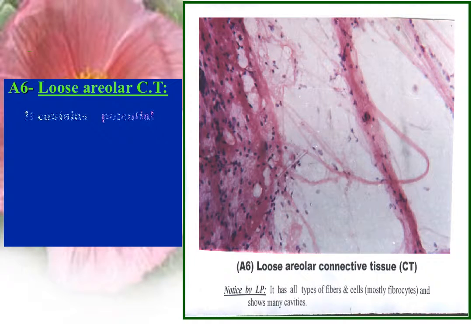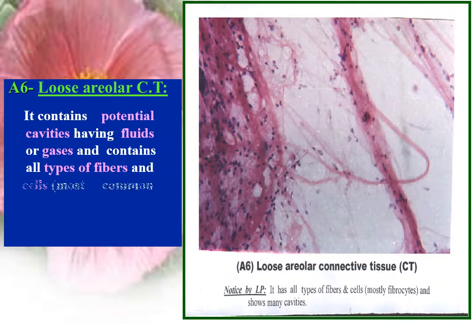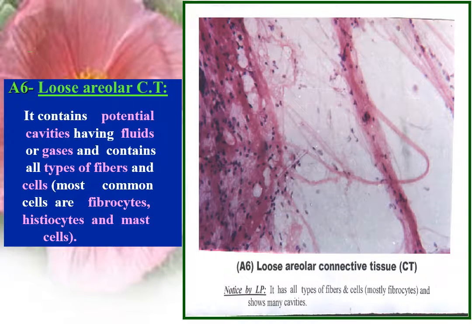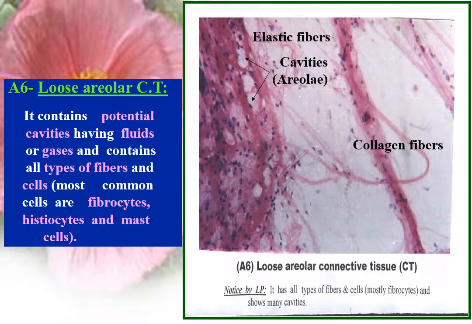Loose areolar connective tissue stained with hematoxylin and eosin. It is a loose type of connective tissue with potential cavities having fluids or gases, and contains all types of fibers, collagen, elastic, and reticular fibers, and most types of connective tissue cells.